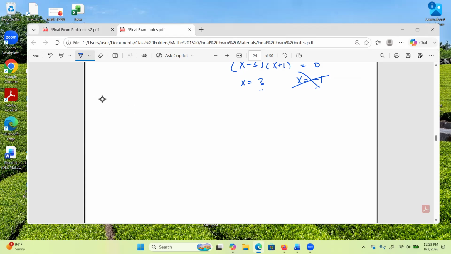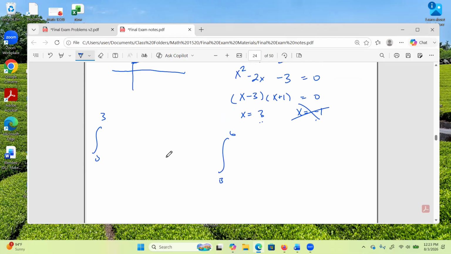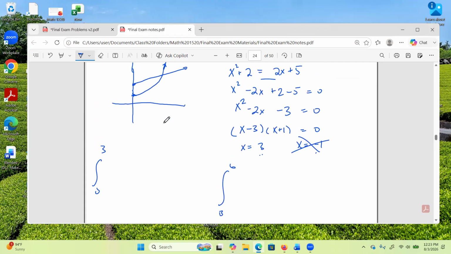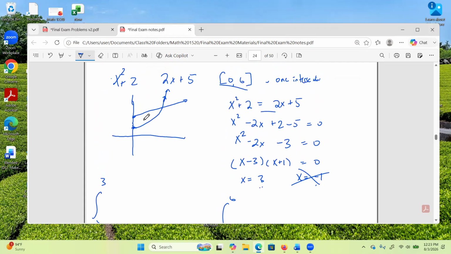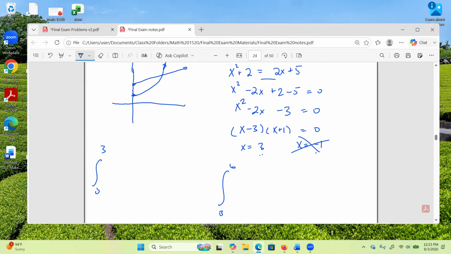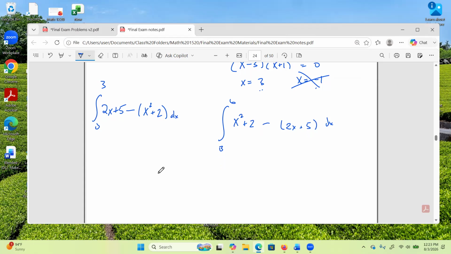So what we have to do is break this up into two intervals. We're going to go from 0 to 3 for area 1 and 3 to 6 for area 2. Now for area 1, it's pretty clear that x squared plus 2 is a little bit smaller than 2x plus 5. So we're going to say 2x plus 5 minus the quantity x squared plus 2. On the other one, we're going to go with x squared plus 2 minus the quantity 2x plus 5. Now we're just going to sort this out, again with dx. But these are polynomials, they're not going to be terribly difficult to integrate.